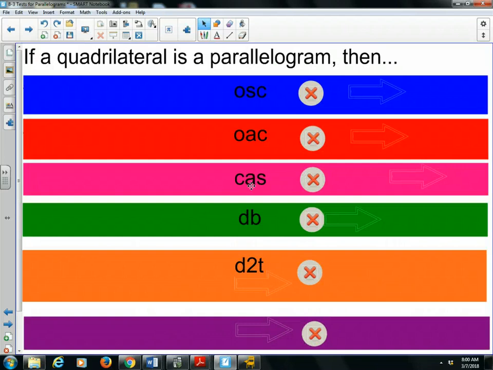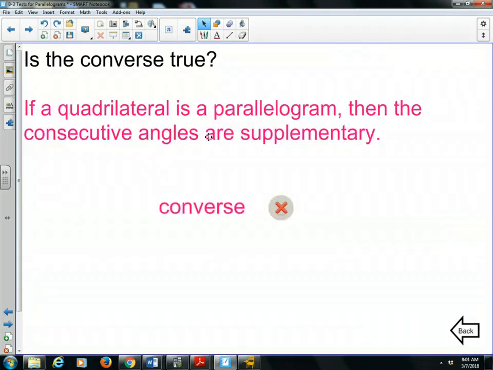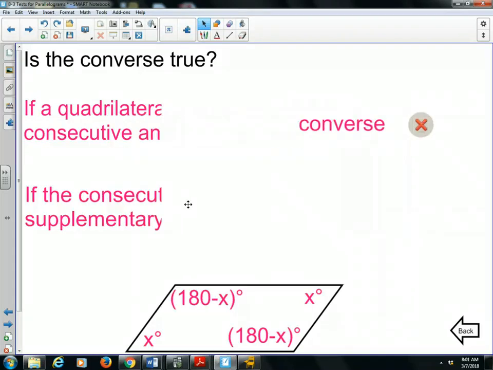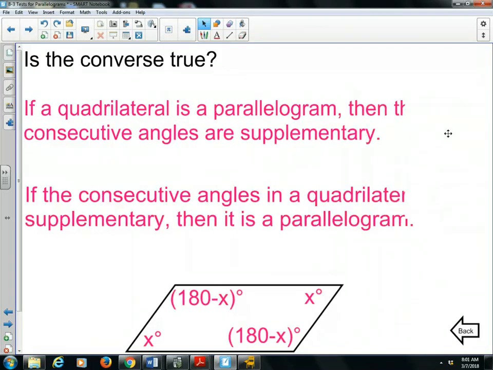This one stands for consecutive angles are supplementary. If a quadrilateral is a parallelogram, then the consecutive angles are supplementary, so the angles that are right next to each other add up to equal 180. How about the converse then? If the consecutive angles in a quadrilateral are supplementary, then it is a parallelogram. Another true statement. If the consecutive angles add up to equal 180, this is a parallelogram.